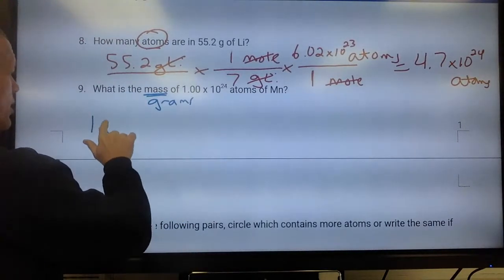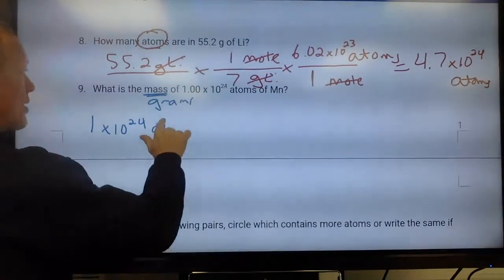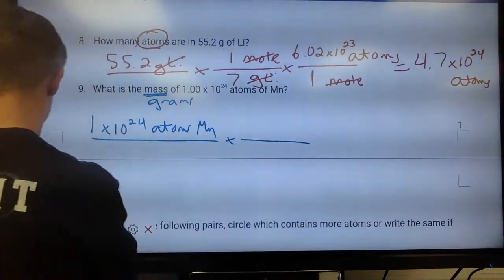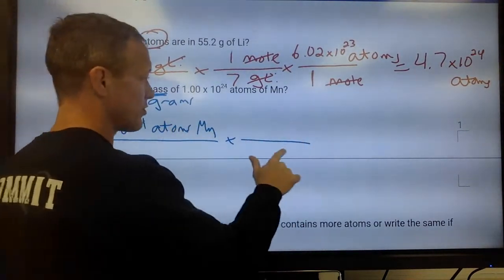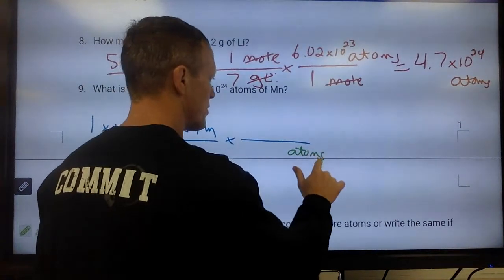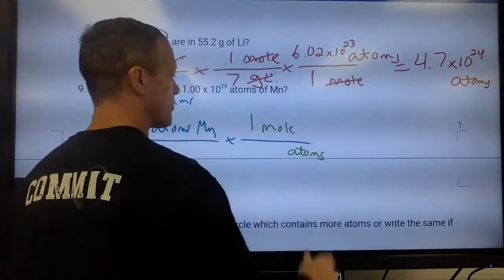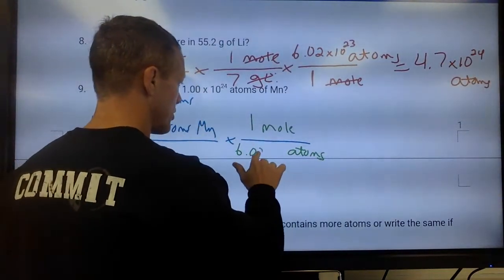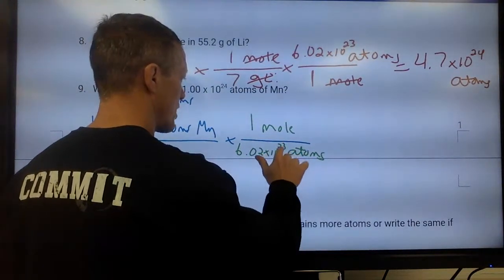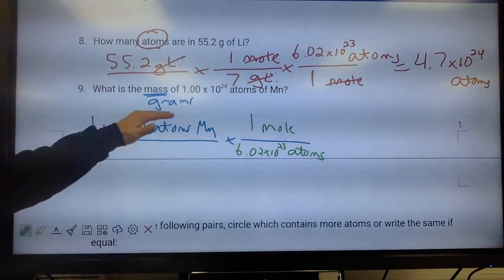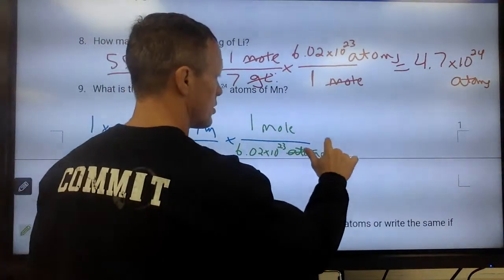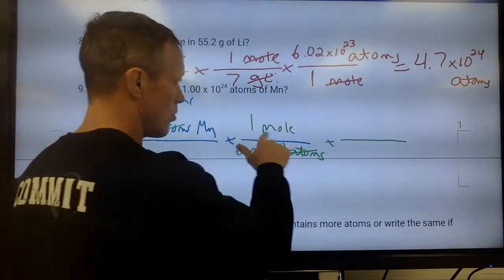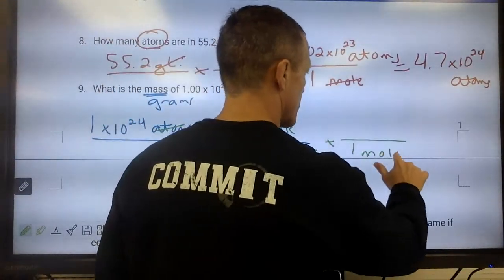So we're going to say we have 1 times 10 to the 24th atoms of manganese. So I know my label here is atoms, so I need atoms down here. That means I'm writing the word 1 mole up on here. Well, 1 mole is Avogadro's number of atoms, so 6.02 times 10 to the 23rd atoms. So I'm taking this divided by that. It gets me into moles. But I want to get to grams, trying to finish with grams. So moles here, the word 1 mole goes down here.